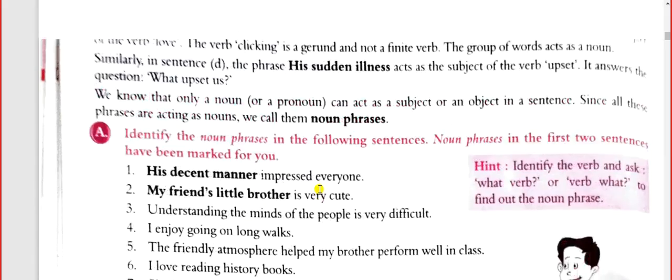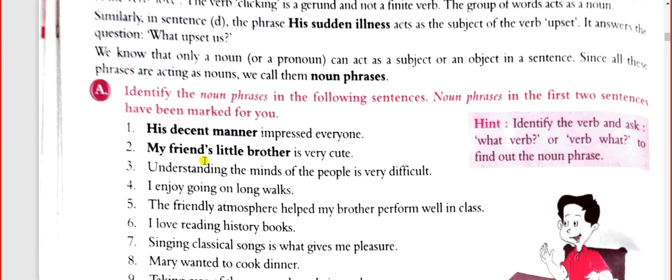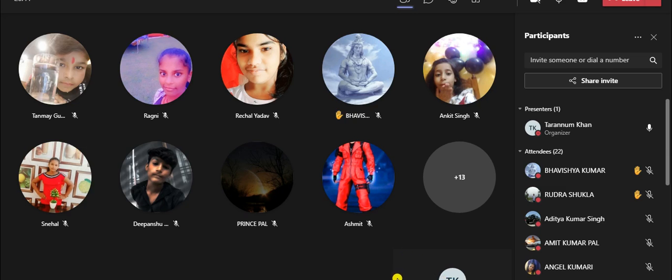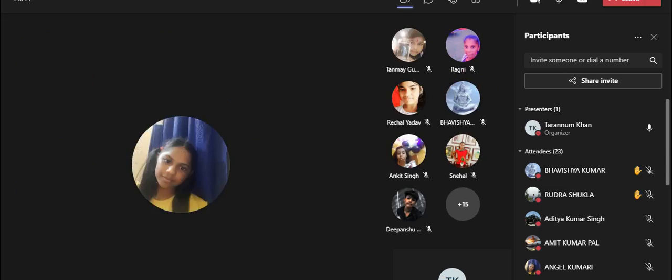Okay. So now everyone look at this exercise. Identify the noun phrase in the following sentence. And the first two are already done. Look at this pink part. Identify the verb. If you want to find out the noun phrase, the first work you have to do is find out the verb in that sentence. Children, it can be a linking verb. Do you know what is a linking verb? Linking verbs are also called helping verbs. Is, am, are, was, were.